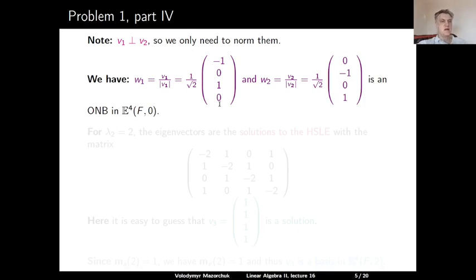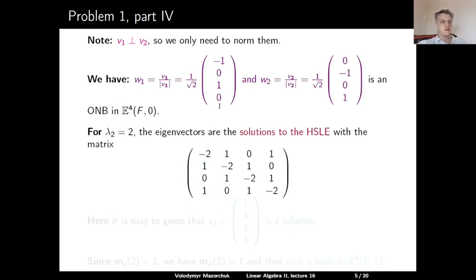Next eigenvalue is lambda 2, which is equal to 2. And the eigenvectors for this eigenvalue are the solutions to the homogeneous system of linear equations whose matrix is obtained from the original matrix by subtracting 2 on the main diagonal. And now here in this matrix, one can observe that the sum of elements in each row is 0. This means that the vector 1, 1, 1, 1 is a solution to this homogeneous system of linear equations. We denote this vector by v3.